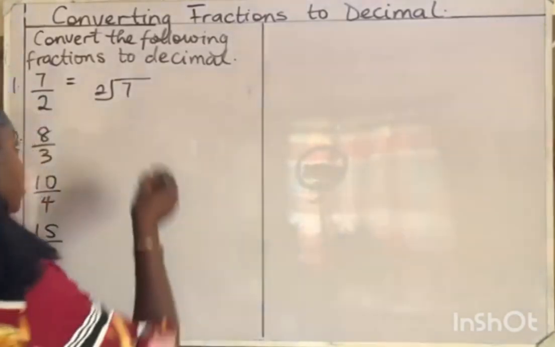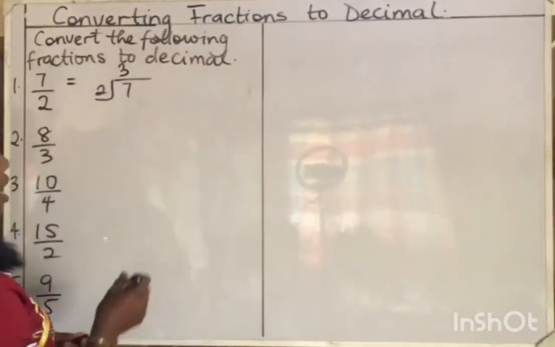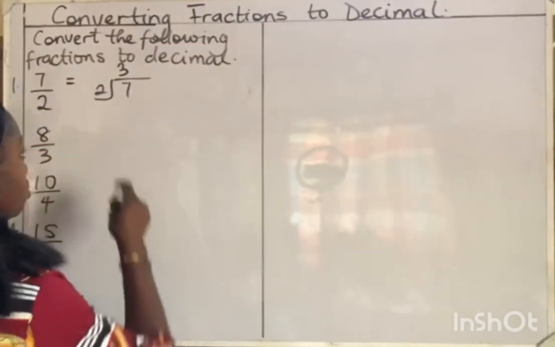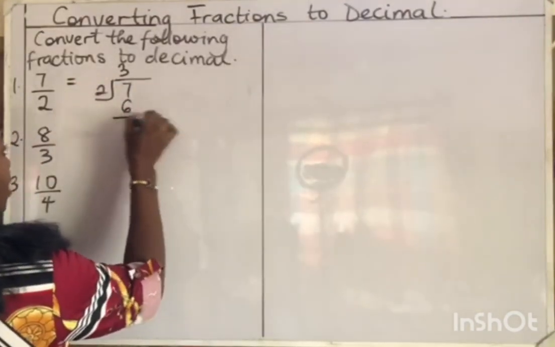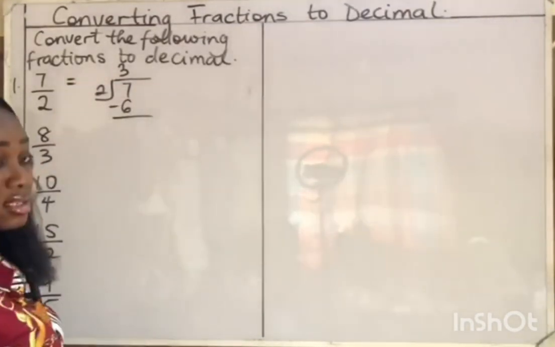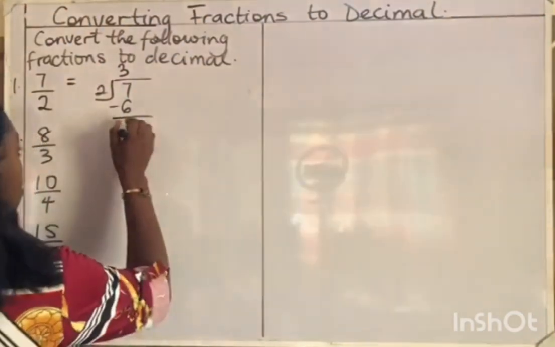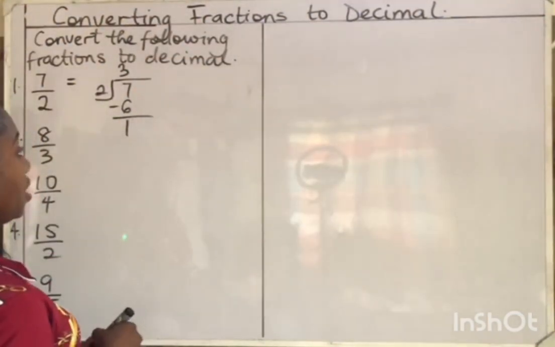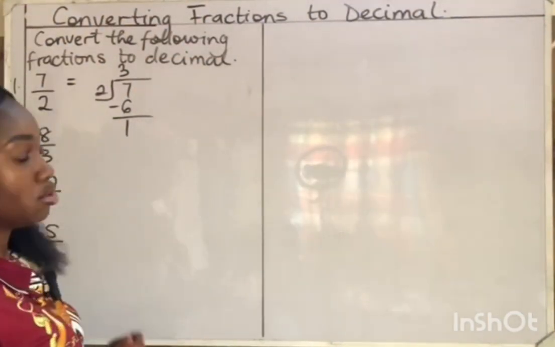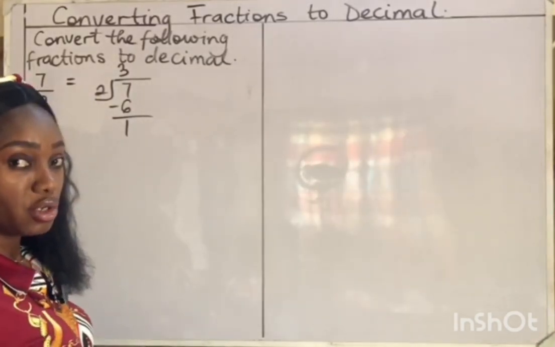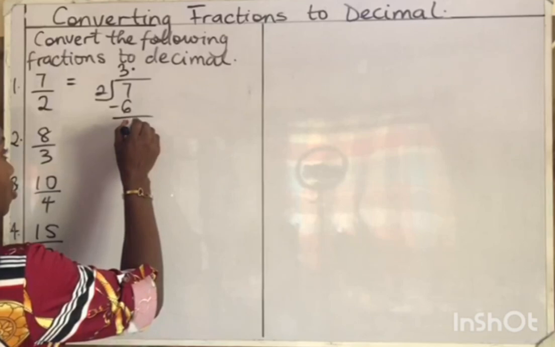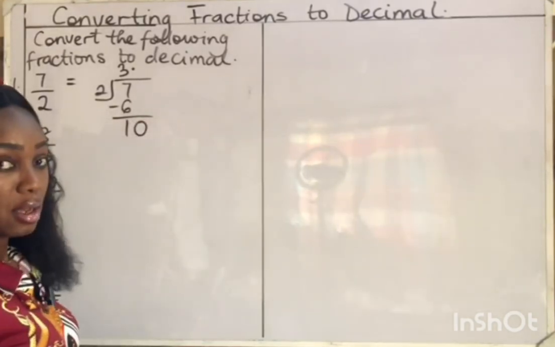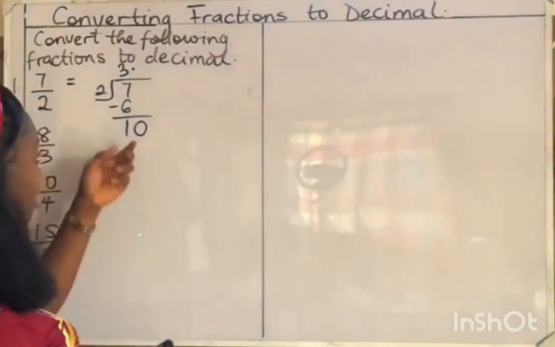That will be 3, right? And then the next step is to what? Multiply. 3 times 2 is 6. And then the next step is to subtract. 7 take away 6 is 1, right? Now, can 2 go into 1? No. So what do we do? We're going to put a decimal after 3 and put a 0 behind 1. And that makes it 10.